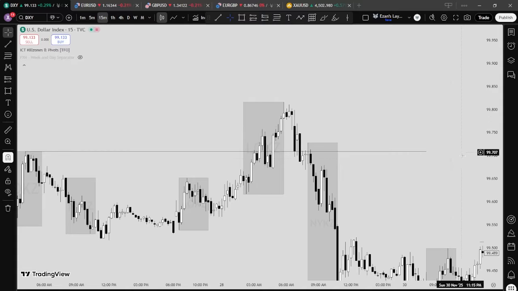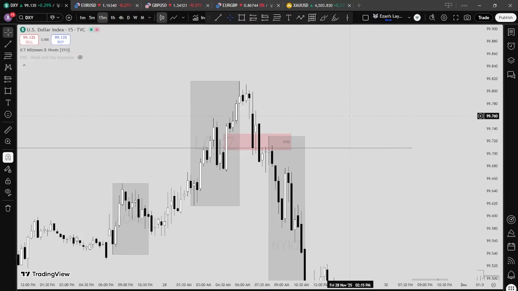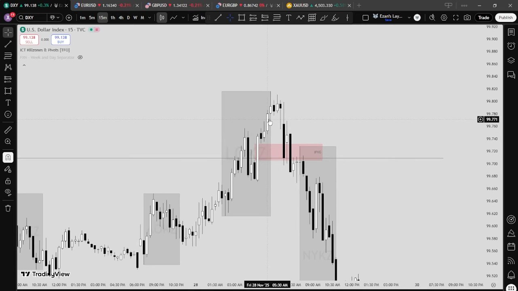Now you can see you have two fair value gaps here. So your first fair value gap is this one, quite small, and this is your other fair value gap. Now I would always recommend choosing this fair value gap over the other, and the reason for this is going to be very, very simple, and it's that this is the last leg, this is the final leg before price is reversing.